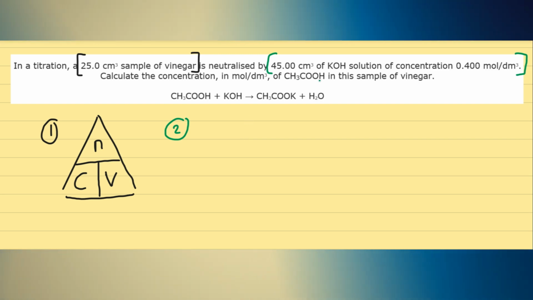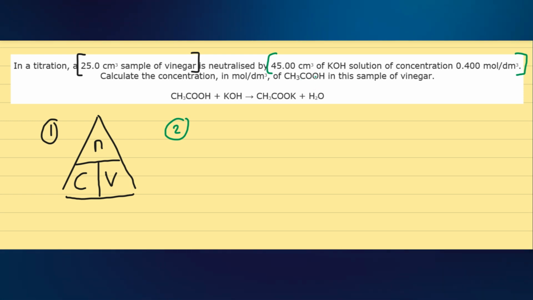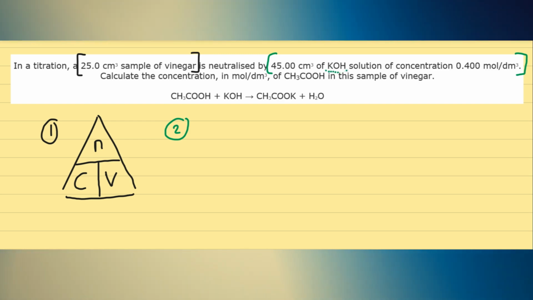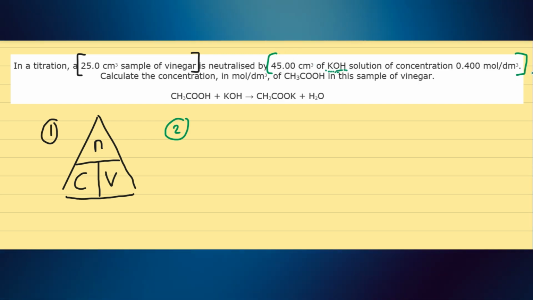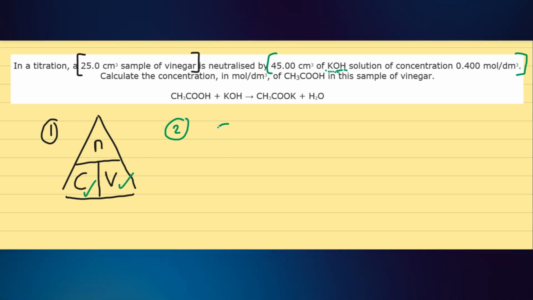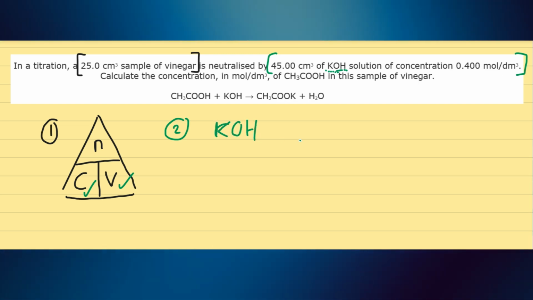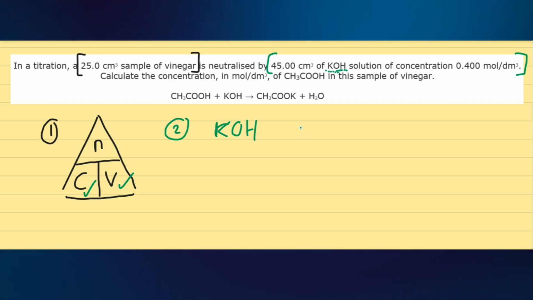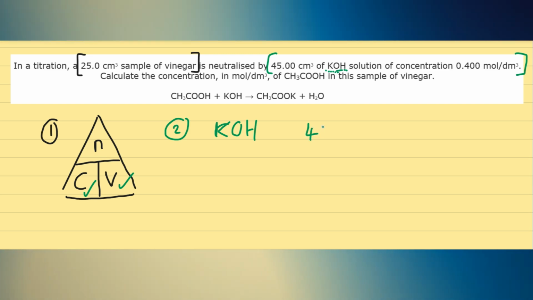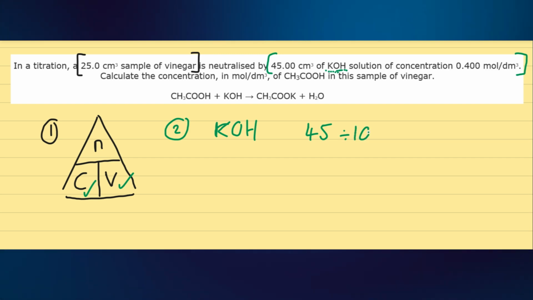I always look for which chemical, between the vinegar and the KOH, has two numbers associated with it that I can use. Well, in this case, the potassium hydroxide has this volume and this concentration. So I have a concentration and a volume for the KOH. So I can work out the number of moles of KOH with my volume and concentration. So I will do 45, first of all, divided by 1,000.